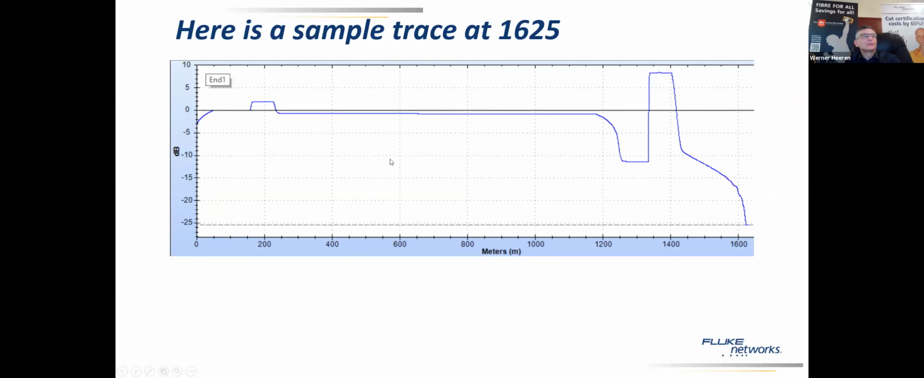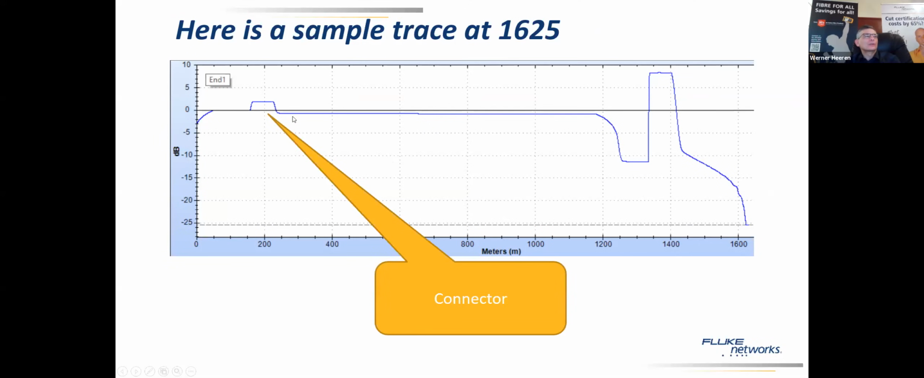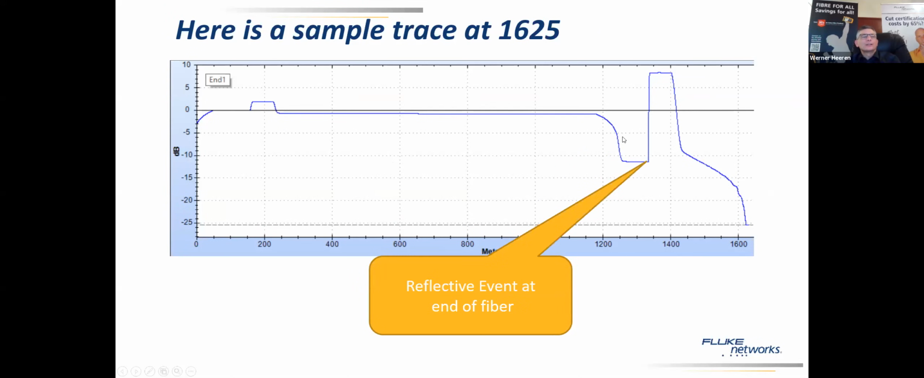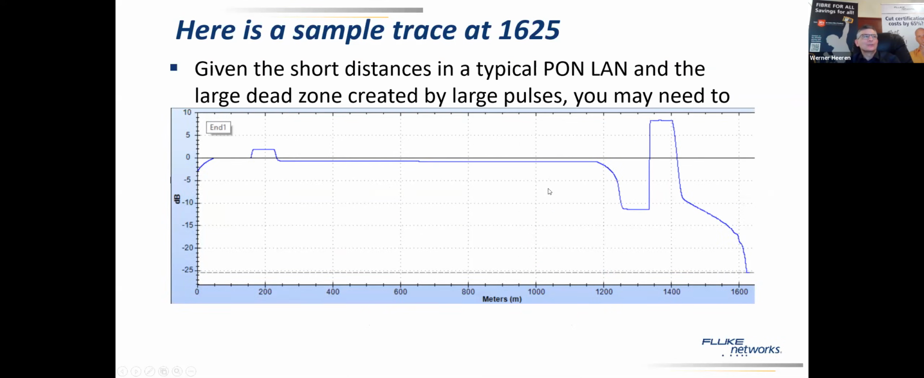Here's a simple trace of this 1625. This is a connector. This is a splitter, a typical trace of a splitter. And this is the reflective event at the end of the fiber. So this is a typical trace at 1625.